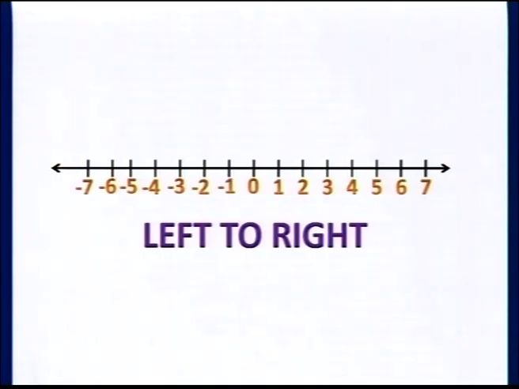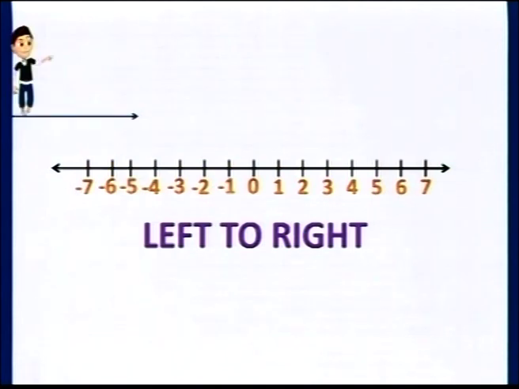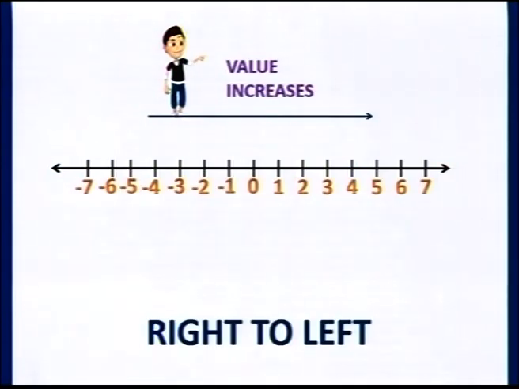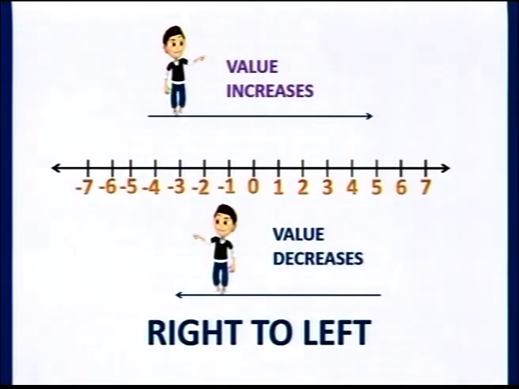Left to right, what will happen? See children, when we move from left to right on the number line, the value increases. So, when you move from left to right, always remember that value increases. And when you move from right to left, what will happen? Value decreases. So, children, try to understand this. On the number line, when you move from left to right, the value increases, and on the number line, when you move from right to left, the value decreases.